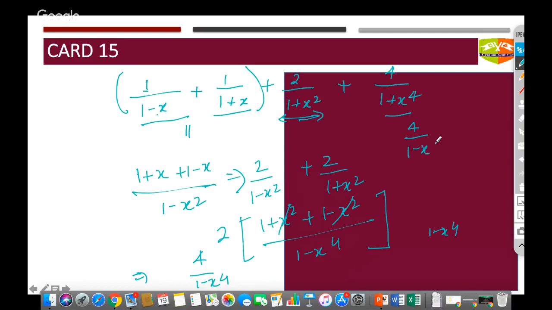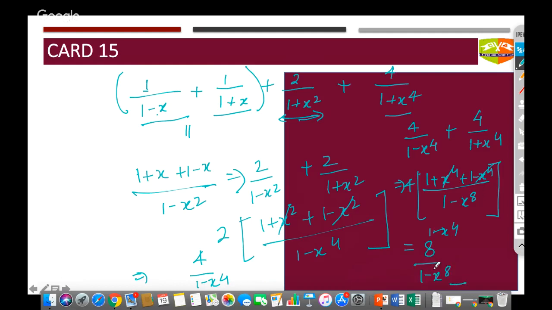So 4/(1 − x⁴) plus 4/(1 + x⁴). So I have 1 − x⁸ in the denominator, and I take 4 common here. So this becomes (1 + x⁴ + 1 − x⁴). This and this is gone. So 4 into 2 is how much? 8 divided by (1 − x⁸). So the answer is 8/(1 − x⁸).